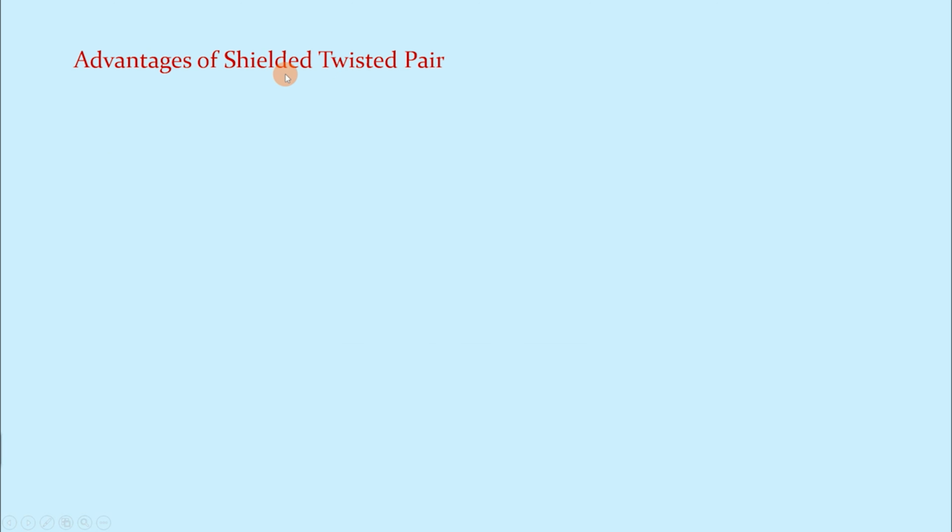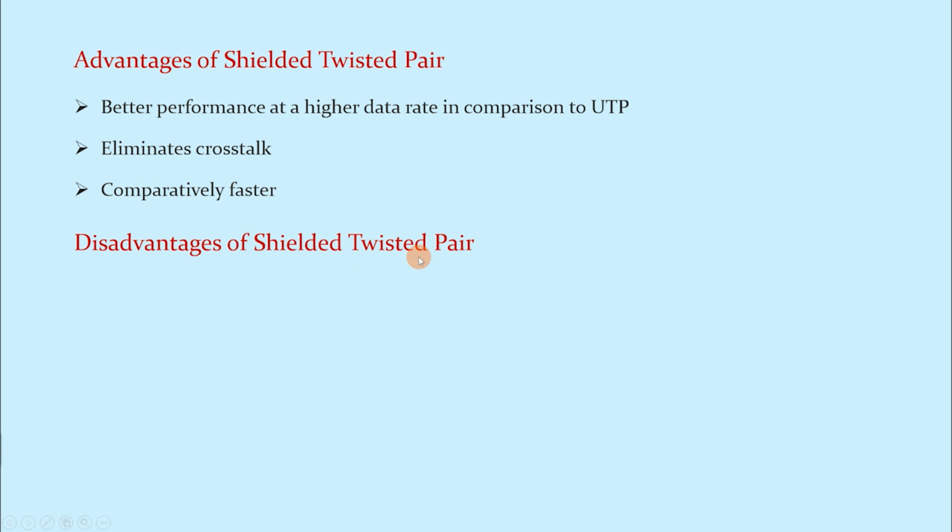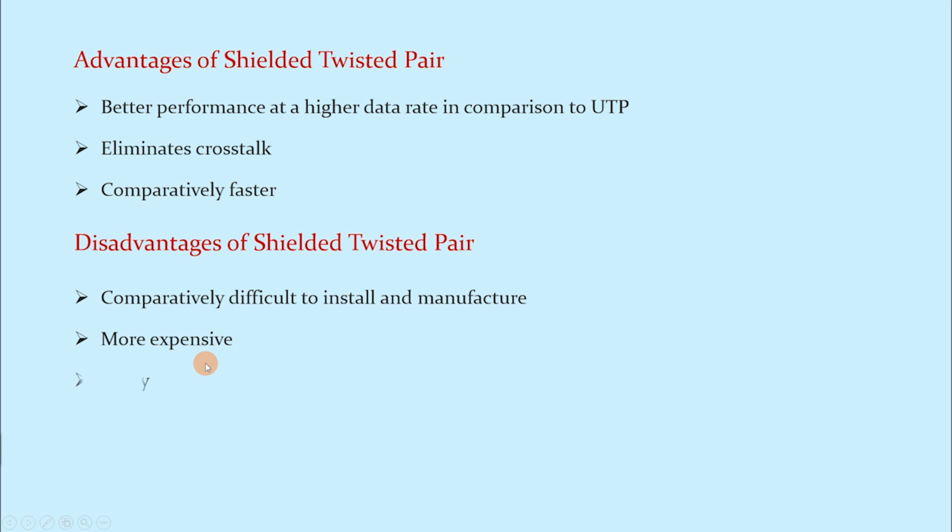Now advantages of shielded twisted pair: better performance at higher rate in comparison to UTP, eliminates crosstalk, comparatively faster. Now disadvantages of shielded twisted pair: comparatively difficult to install and manufacture, more expensive, it is bulky. So these are the disadvantages of shielded twisted pair.